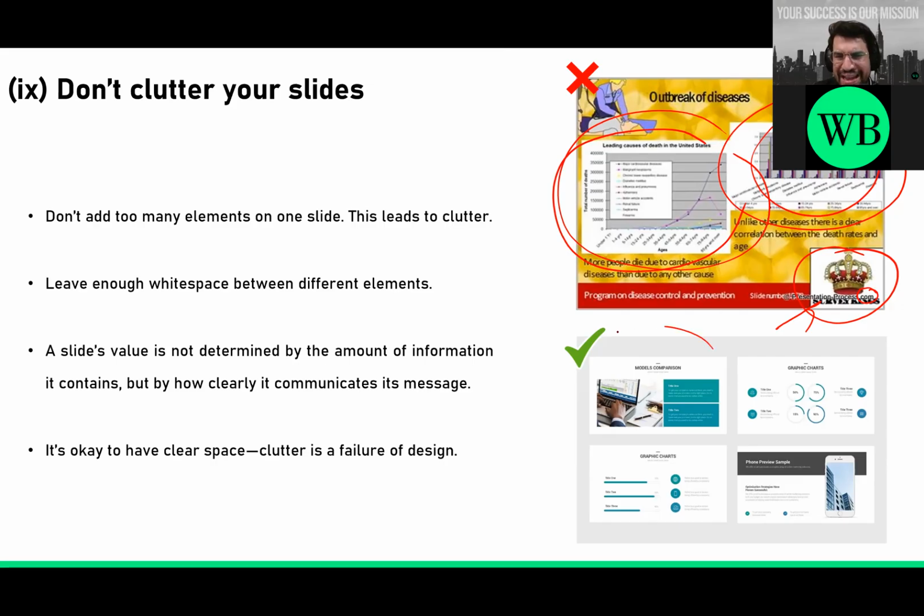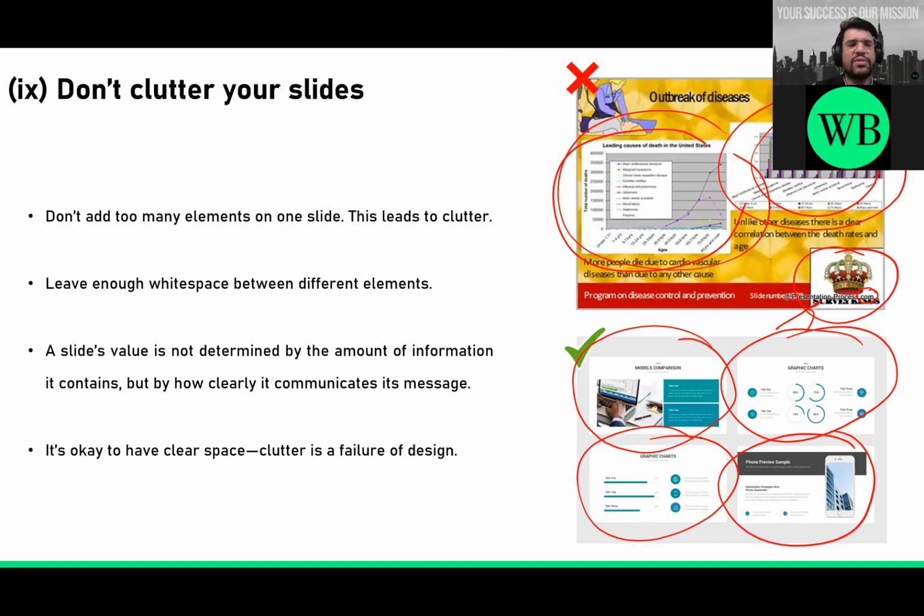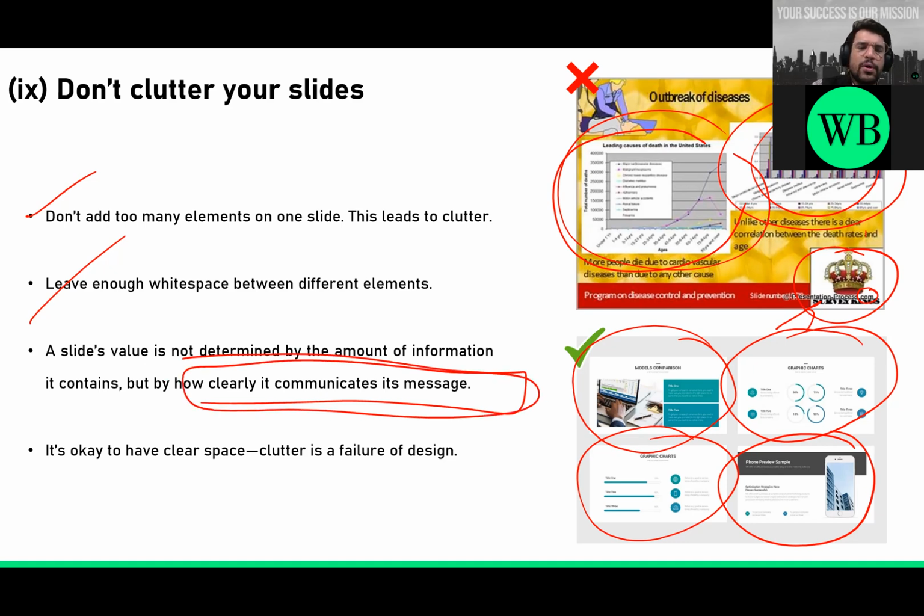Now look at this slide. This slide is clutter free. It doesn't have too many things on it. Each one of these slides is a much better way of doing it, right? So don't add too many elements on one slide. That leads to clutter. Leave enough white space between different elements. A slide's value is not determined by the amount of information it contains, but by how clearly it communicates the message. Beautifully put. This is the most important thing: how clearly does it communicate the message of the slide?